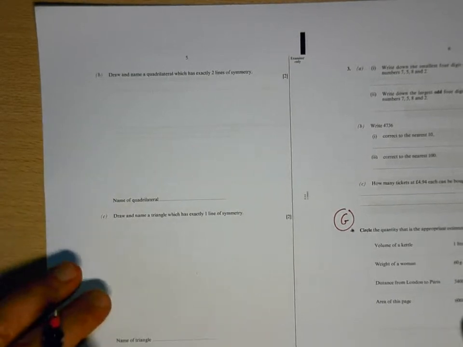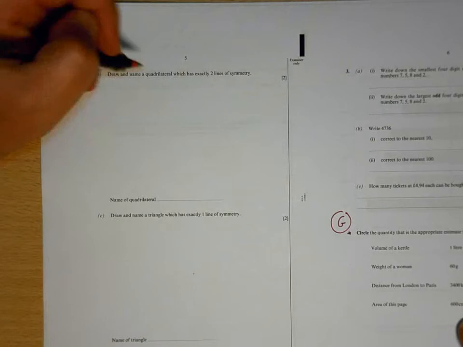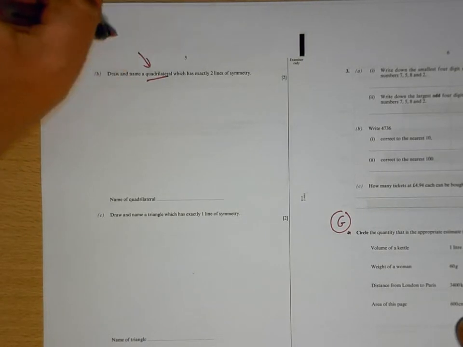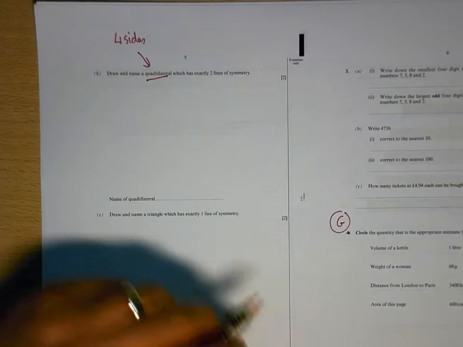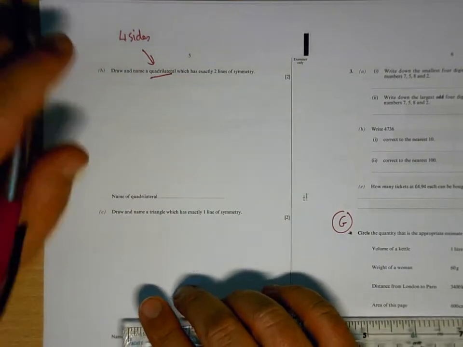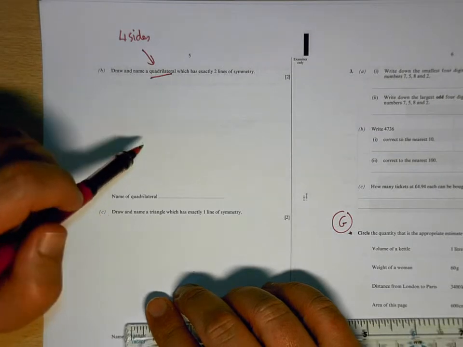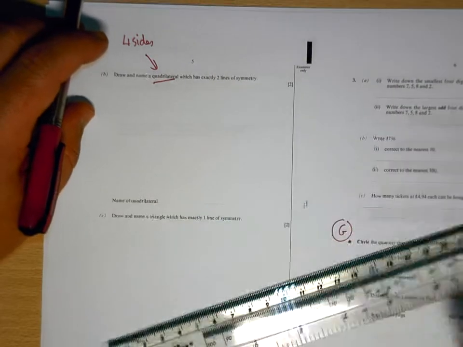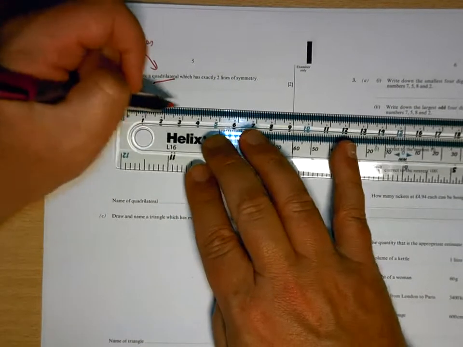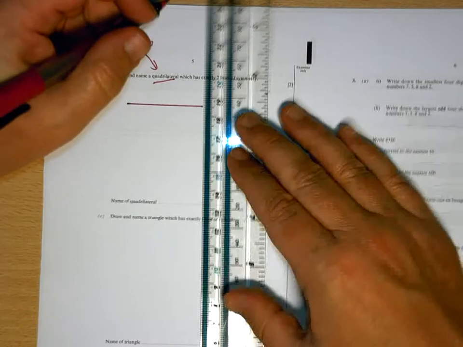Draw and name a quadrilateral which has exactly 2 lines of symmetry. So quadrilateral, you should know 4 sides. 2 lines of symmetry, well, if it was a square, it would have 4 lines because it would be symmetrical about the diagonals as well. So what you're looking to draw here is a rectangle. So just draw yourself a rectangle, any rectangle. I'll go for a 4 by 2.